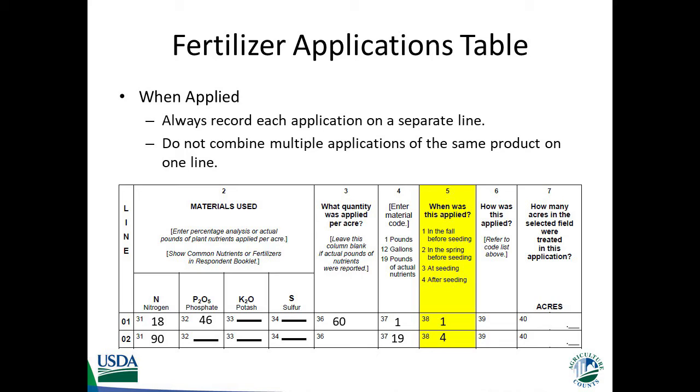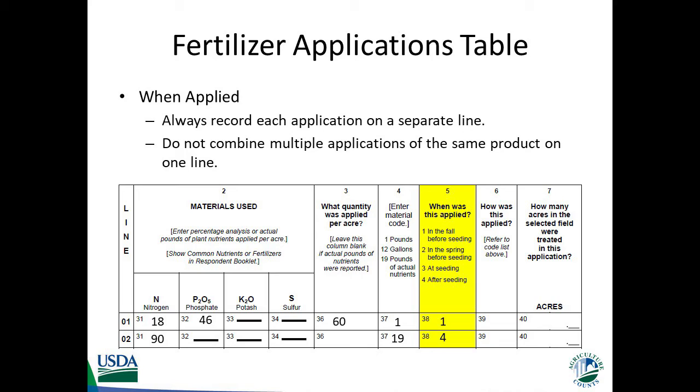In column 5, we want to record when the fertilizer was applied. The choices include in the fall before seeding, in the spring before seeding, at seeding, or after seeding. Depending upon the target crop planted in the selected field, different fertilizer application times might be appropriate, as fertilizer might be applied in the fall or in the spring.